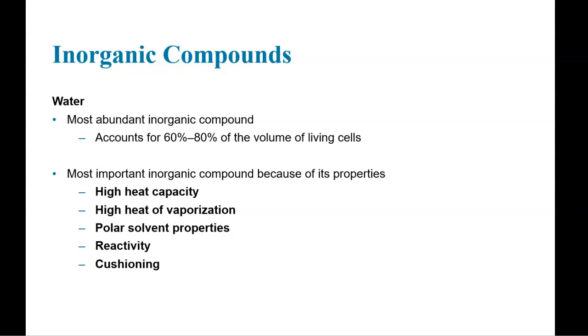Water is the most abundant inorganic compound, so it makes up 60 to 80% of the volume of a cell. It's one of the most important inorganic compounds because of the properties of water. It has high heat capacity. That means that it can absorb and release heat with little temperature change. So it prevents sudden changes in temperature.